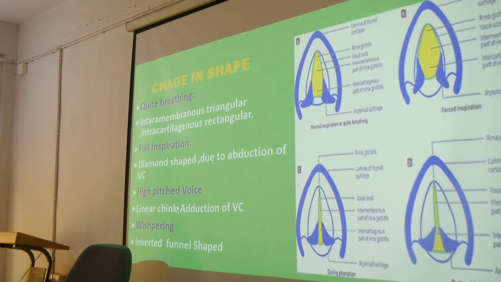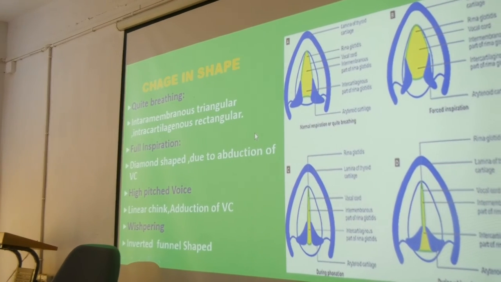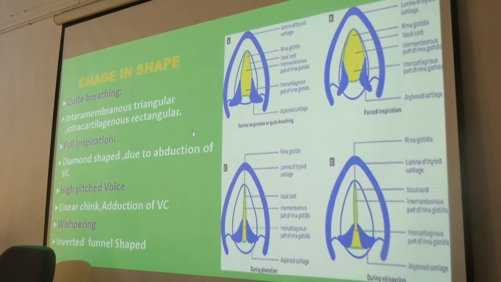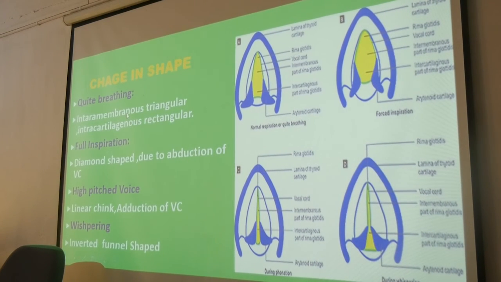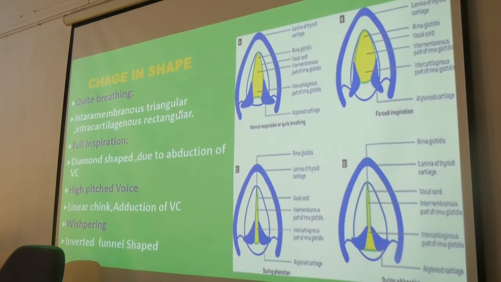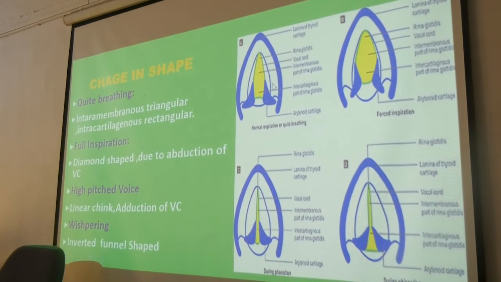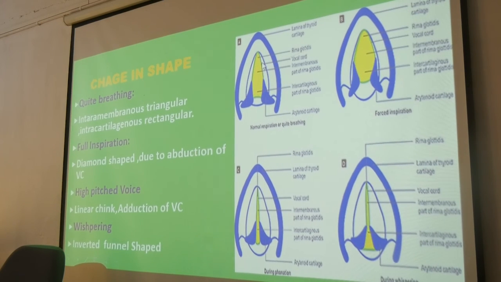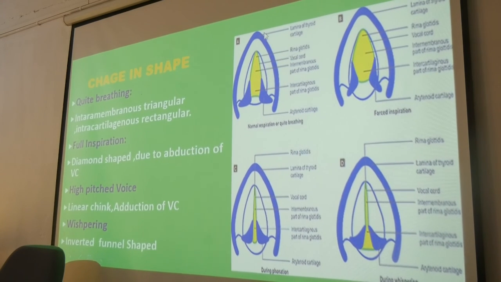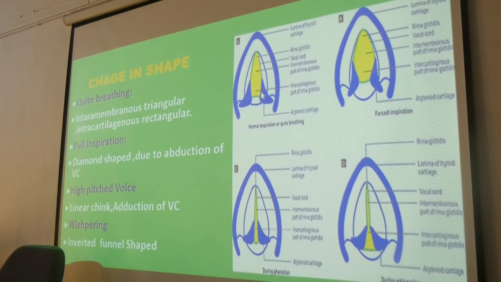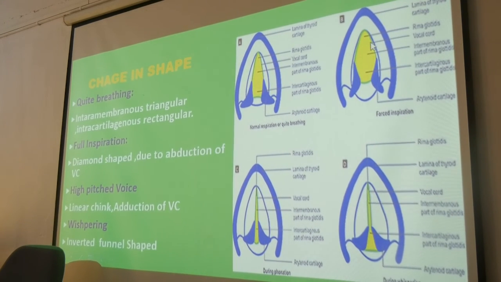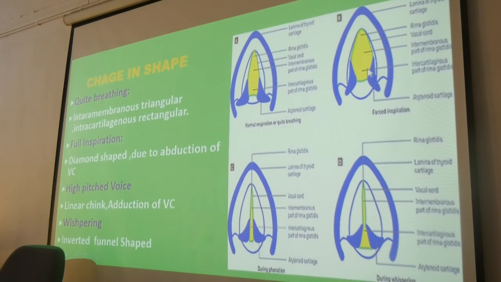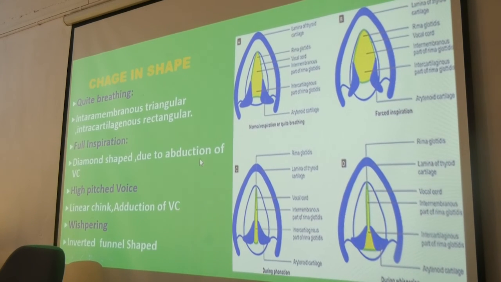So what is happening with the shape of the vocal cord along with the movement? See what changes. First, quiet breathing, during sleeping or quiet breathing: the intermembranous part is larger, so that would look like a triangle. You could see it is a triangle, and the intercartilaginous part looks like a quadrangle. Then in full inspiration, you could see this looks like a diamond, a diamond shape due to abduction of the vocal cord.